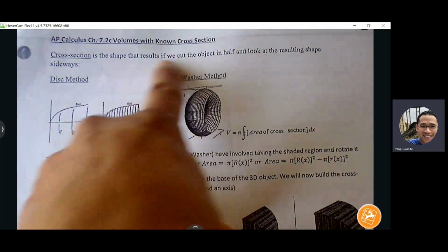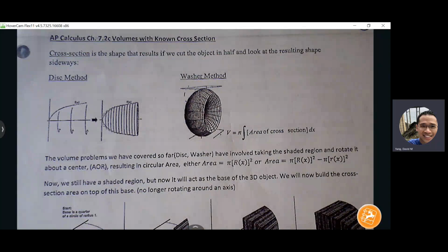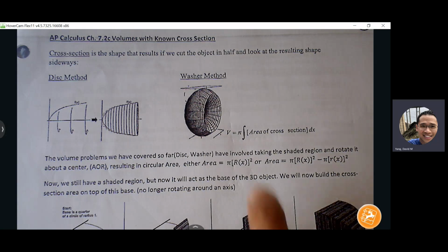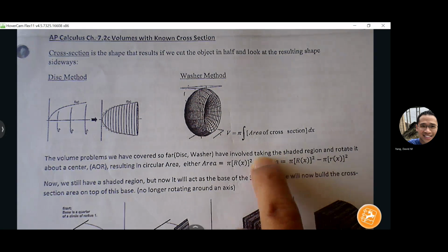Cross section, again, is the shape that results if we cut the object in half and look at the resulting shape sideways. With the washer method, we know a washer has a hole in it, but still it's circle related. If you open it up, a washer just has a hole in the middle. It's a circle within a circle, but it's still circle related. The reason we're getting circles is because we're doing a 360 rotation. That 360 rotation is what causes the circle.